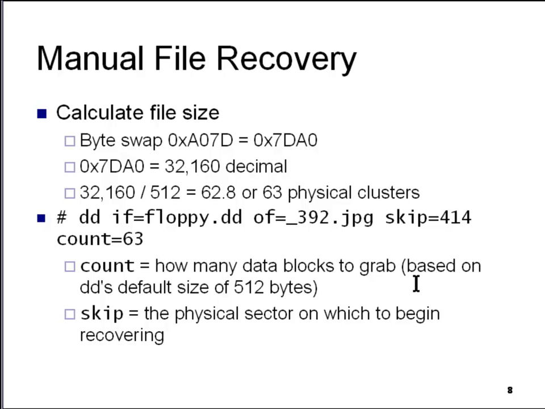The next thing we need to do is calculate the file size. If we do the byte swap on A07D, this becomes 7DA0. We put the 7DA0 in our calculator on hex, and then hit decimal, and it changes to 32,160. Then we can divide that by 512, and we see that this file is going to take about 62.8 sectors, or about 63 physical clusters or sectors.